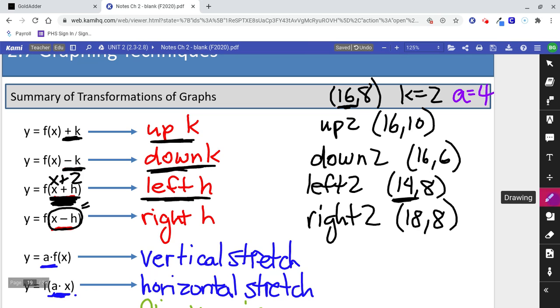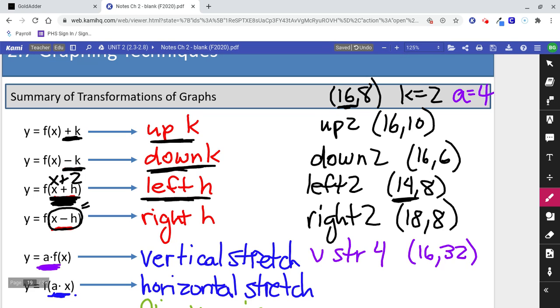So if a equals 4, then you're going to have a vertical stretch by 4. A vertical stretch alters the y coordinate. This is a multiplier after all. Look at the function. You're multiplying the y coordinate by 4. So if you multiply the y coordinate by 4, you're going to get 16, 32, because 8 times 4 is 32.